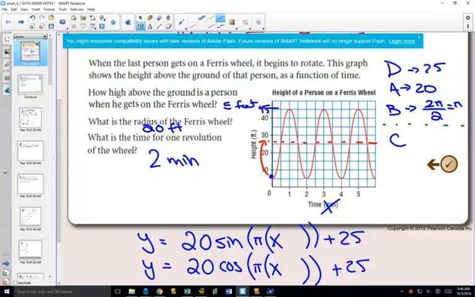So the d, the a, and the b value are not going to change whether you use a sine graph or a cos graph. And from this graph, we could make 10, 20, 30, infinite different equations. There's tons of right answers, all depending on your c-value. So let's start with our sine graph.